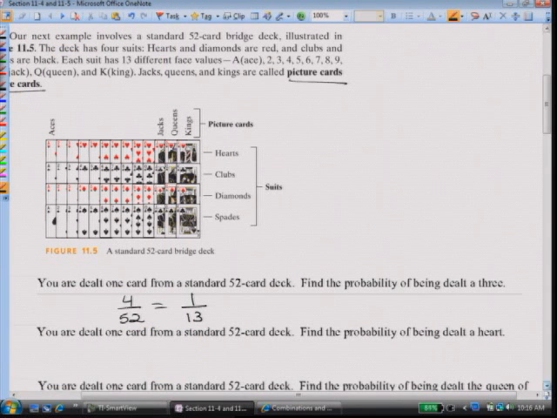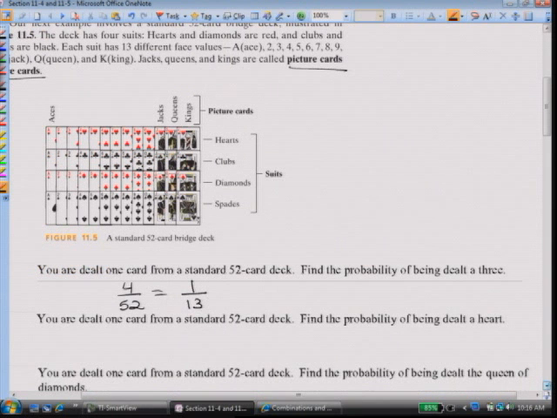All right, well, what's the probability? Now, here's the next question. You're dealt one card from a standard 52-card deck. What's the probability of being dealt a heart? 13 out of 52. Good. There are 13 hearts, and there are 52 total. And 13 divides into 52 4 times, so this is 1/4.